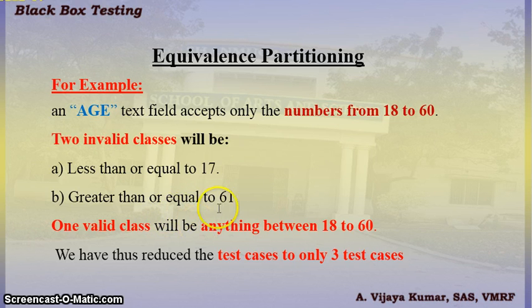That is, the values from 1 to 100 or 120, but we have reduced the test cases from 1 to 100 to only three test cases. That is, we are partitioning the input into three classes. One is less than 18, another one is 18 to 60, that is the valid, then another invalid is greater than 60. This is about equivalence partitioning.